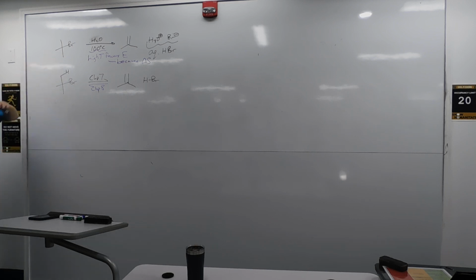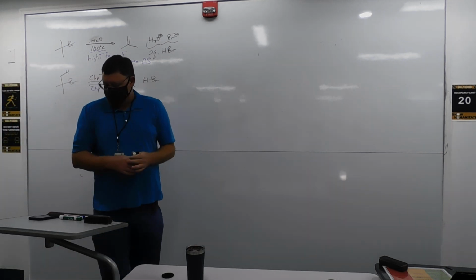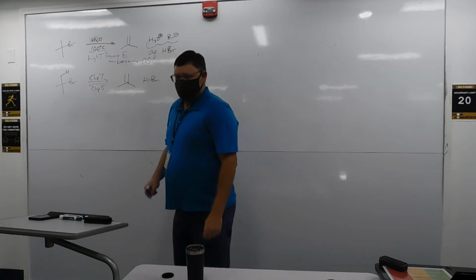So in the elimination, I tell you what, go ahead and draw a mechanism for the E1 elimination up here. There's one intermediate.